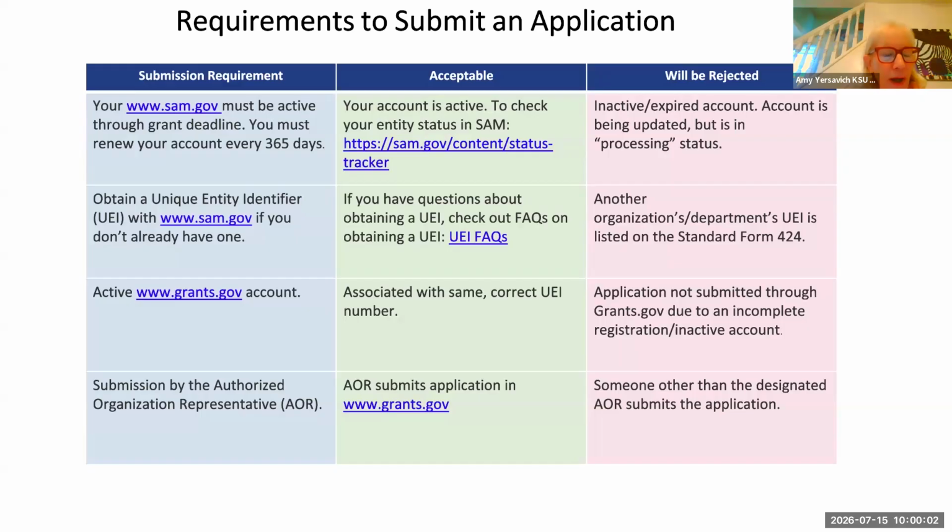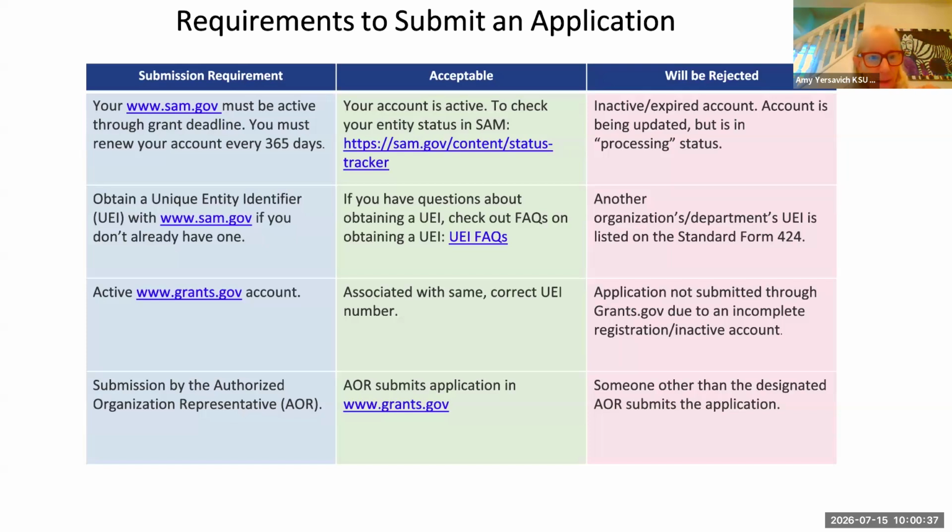So you have to have an active account. If you look under this first row, if your account is active, that's acceptable. Check the entity status under SAM. There's your link. Do check that. Make sure everything's active. I encourage you to do that as quickly as possible if you are thinking about an EPA grant applying this fall. Obviously, it's going to be rejected if it's an inactive or expired account.